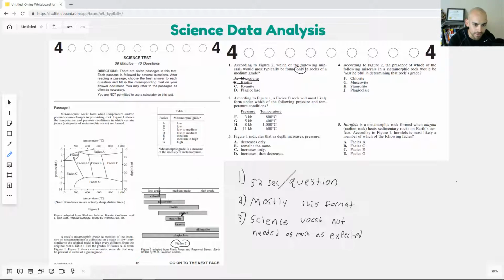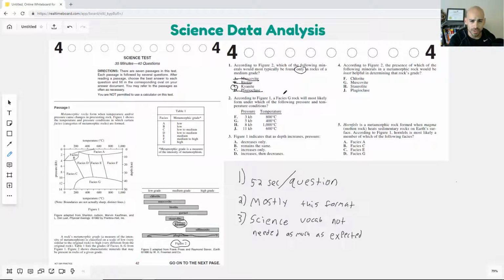Kyanite, and then we see that here. Kyanite is strictly in medium grade, so that looks like a really good answer. Let's see if plagioclase is going to be somewhere else. No, this one stretches across all three. This is actually the complete opposite of what we're looking for. It's definitely not D, it's C. No reading anywhere else to answer that question.